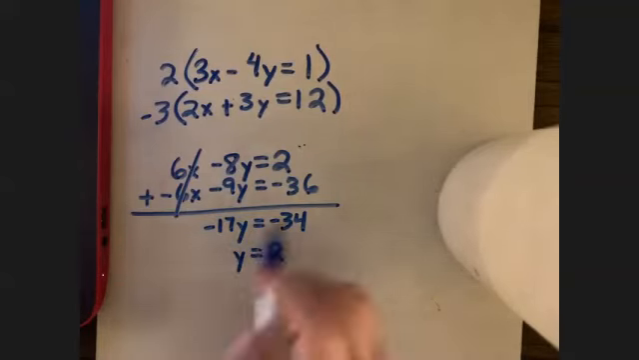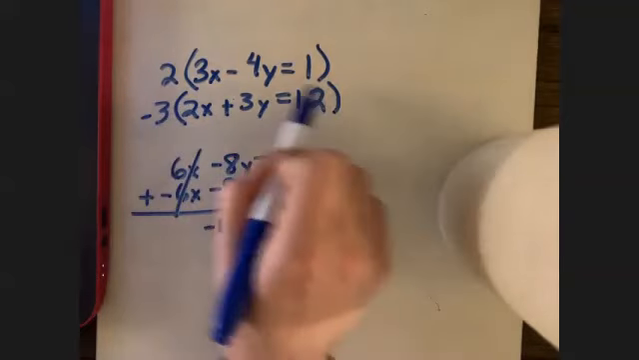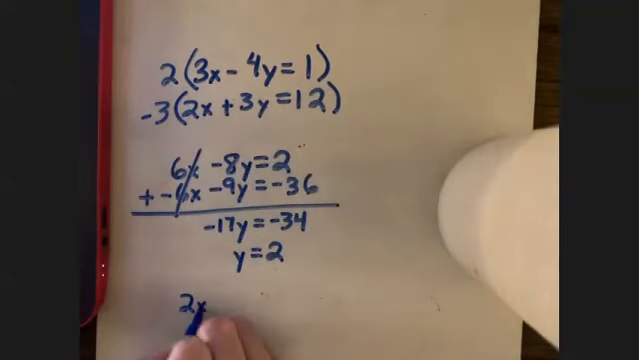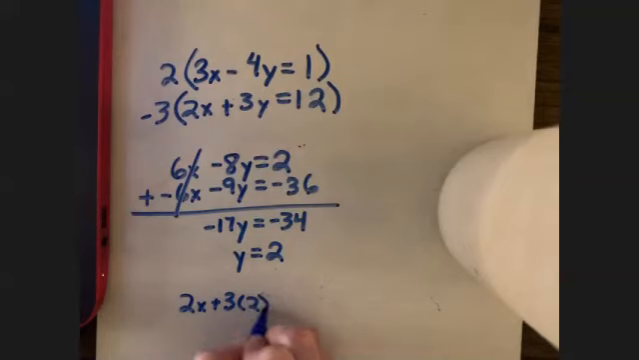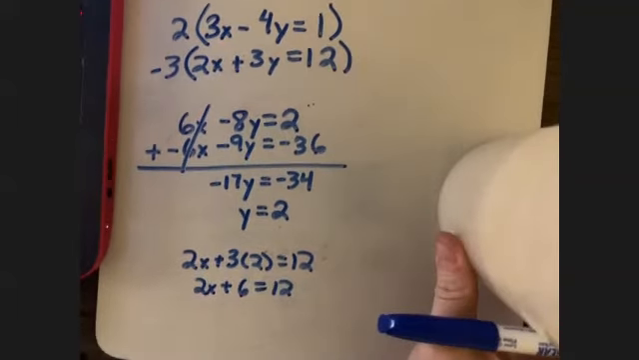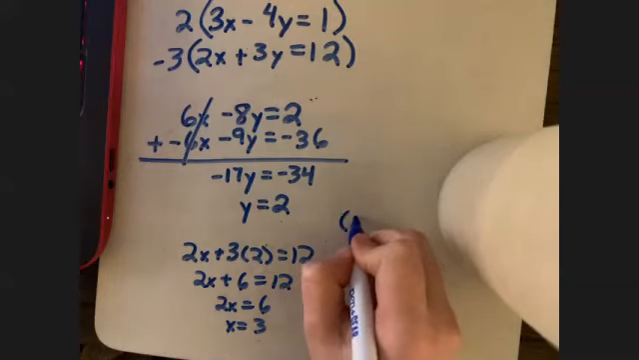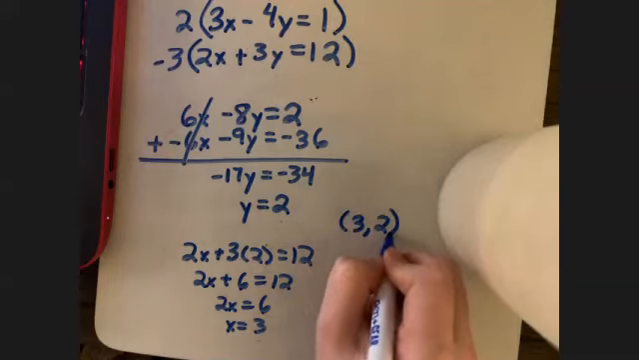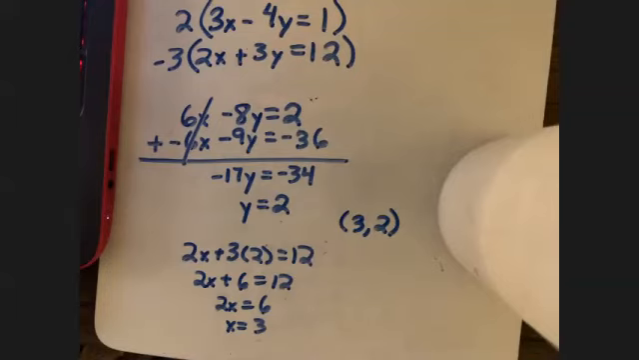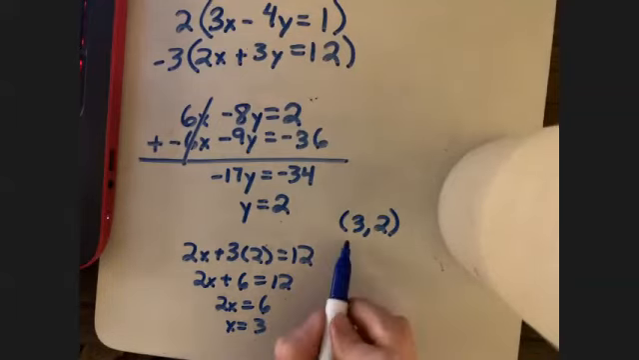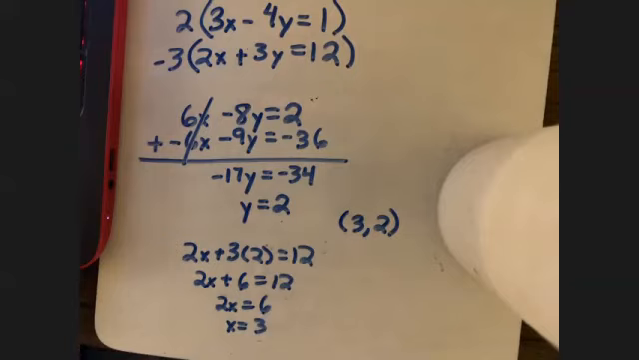We're now going to plug that back in up here. I'm going to choose this second equation, okay? So I've got 2x plus 3 times 2 equals 12. Subtract the 6, divide by 2. Okay, now do be careful if you're going to write this in ordered pair that you actually do x, then y. Okay, don't do it in the order that you found them. Make sure you're still writing it in x, y ordered pair setup.